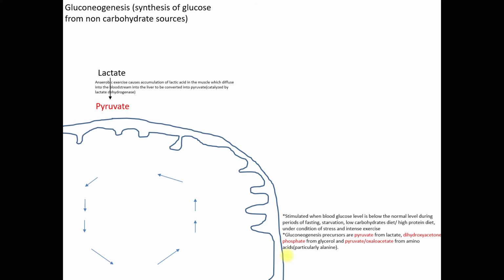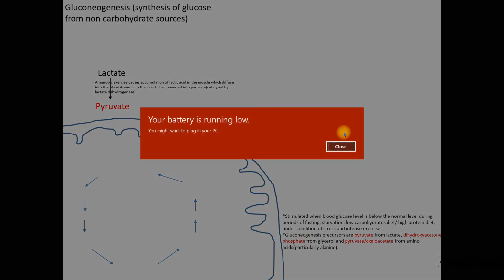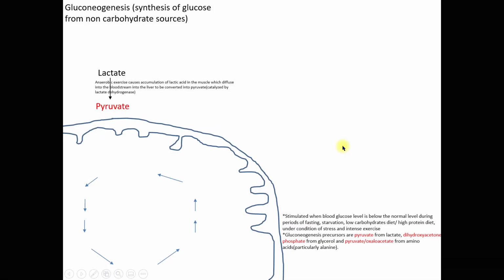So anaerobic exercise causes accumulation of lactic acid in the muscle, and this lactic acid will diffuse into the bloodstream and reach the liver to be converted into pyruvate, or easier to say, this lactate will be oxidized into pyruvate, and this reaction is catalyzed by lactate dehydrogenase. Now we have pyruvate here.